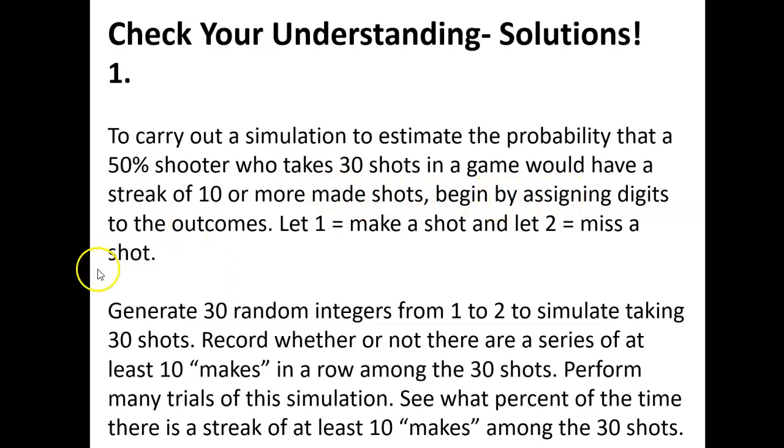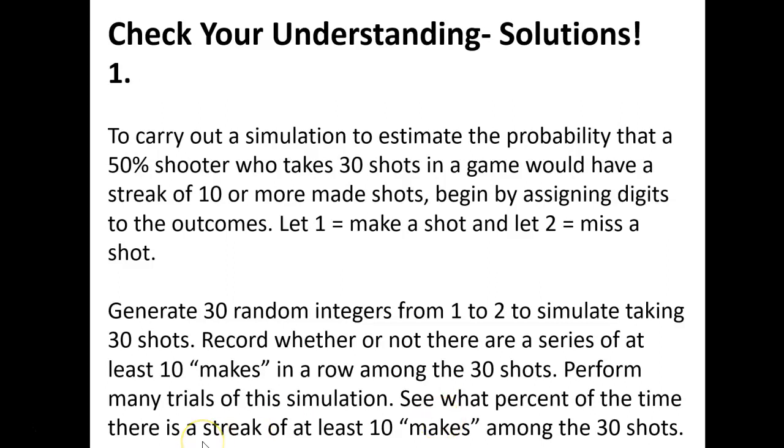So we begin by assigning the digits, and then we generate 30 random integers from 1 to 2 using our technology to simulate making 30 shots. And we record whether or not there is a series of at least 10 makes in a row. So we would do random integer 1, comma 2, comma, no, I'm sorry, comma 30. And then we would look at those 30 and see, was there a streak of 10 makes. So 1, 1, 1, 1, 1, 1, 1, 10 of them in a row.